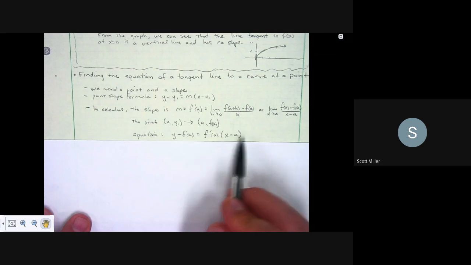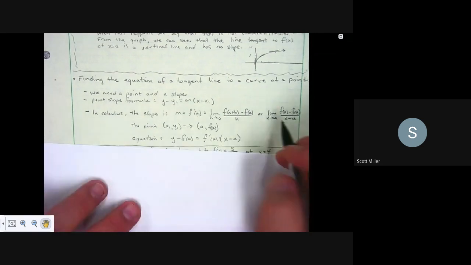And a lot of times they'll move this f of a over here. So a different format would be y equals f of a plus f prime of a times x minus a. So this is the same thing. They usually just move that over, but I wanted to show you that that's what it is. Okay? So pause it right there. Write that down. That's very important. You're going to use that quite often throughout this course.